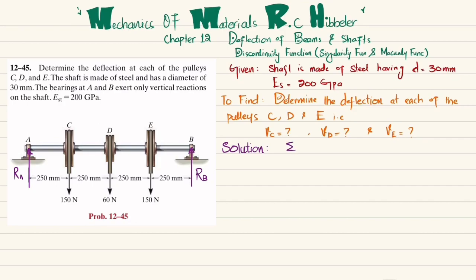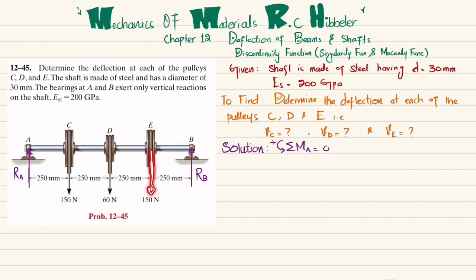So first equation of equilibrium is that sum of all moments about point A is equal to 0, taking the counterclockwise moment as positive. So about point A, one moment is due to 150 Newton load into perpendicular distance, which is 250 millimeters. So in meter it is 0.250 meter, and this is clockwise, so it will be negative. The second moment will be this 60 into perpendicular distance is now 500 millimeter, which is 0.5 meter, and this is also clockwise, so it will be negative.